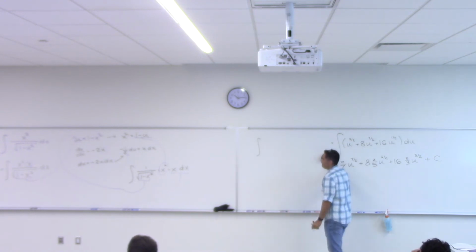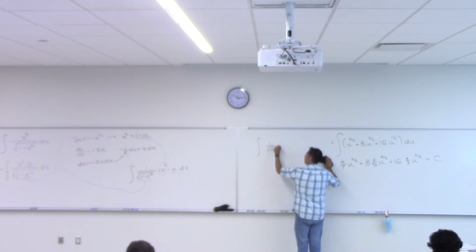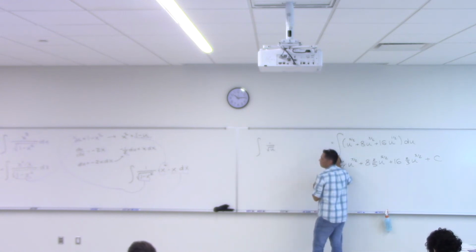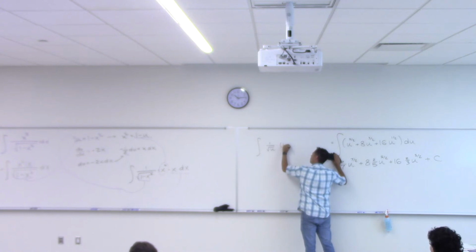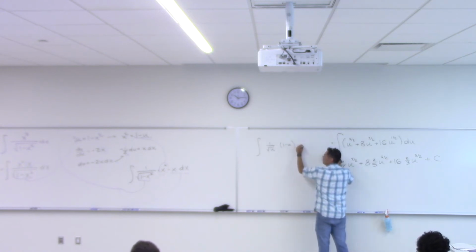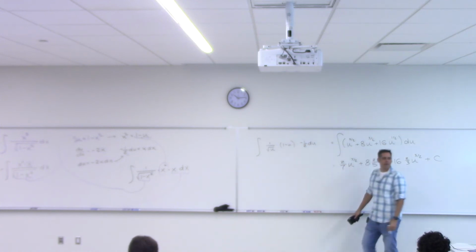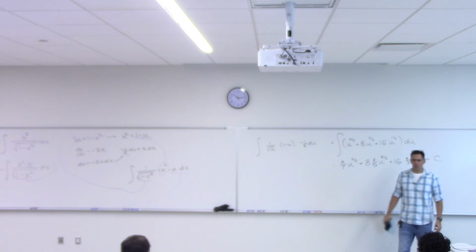It'll be 1 over the square root of u times 1 minus u, and then times negative 1/2 du. Perfect. Everyone got that? And we'll see where every piece came from.